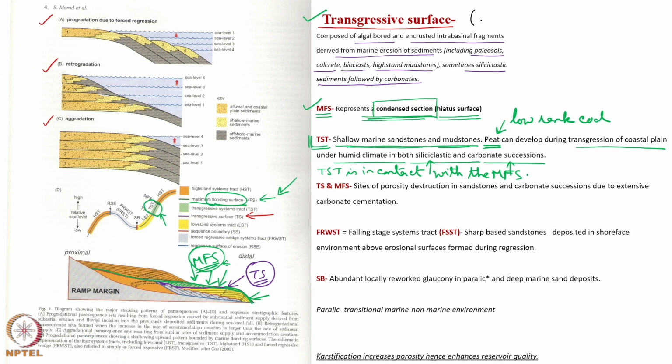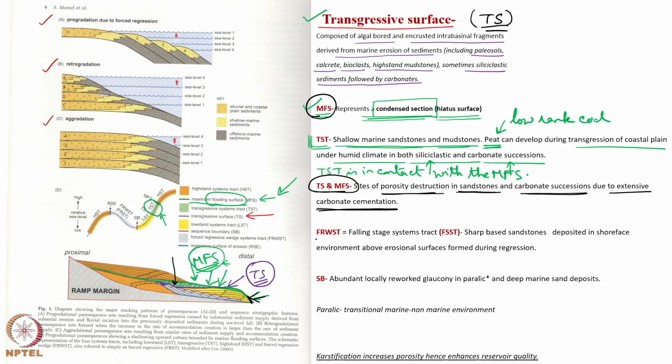We have already covered the transgressive surface (TS) and the maximum flooding surface (MFS). More information about them: these are the sites of porosity destruction in sandstones and carbonate successions due to extensive carbonate cementation. The MFS is shown by this green line and the TS by this line. These are the zones where there is porosity reduction within the sandstone and also within the carbonate, and it happens due to carbonate cementation. This is typical of TS and MFS.